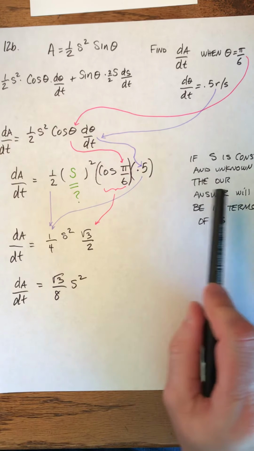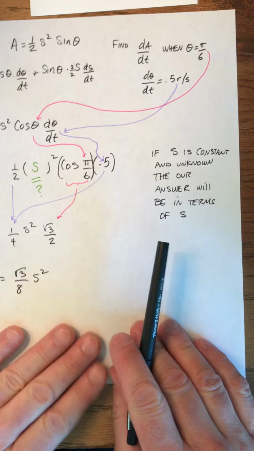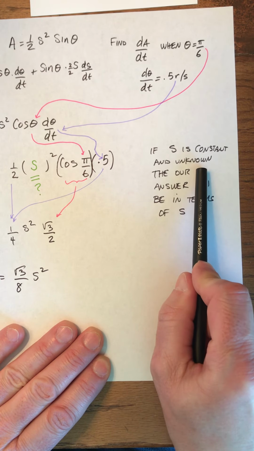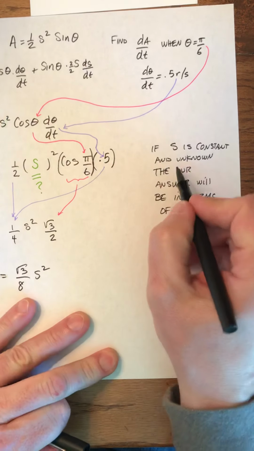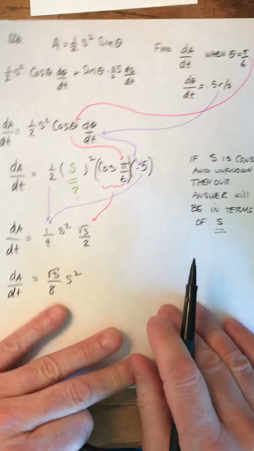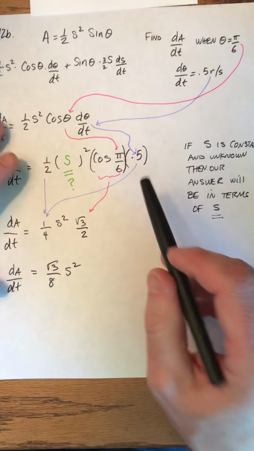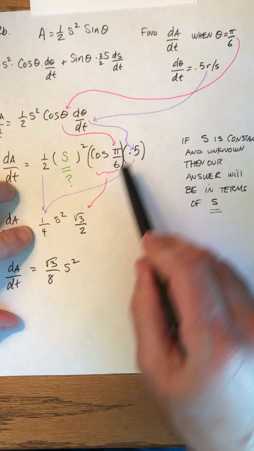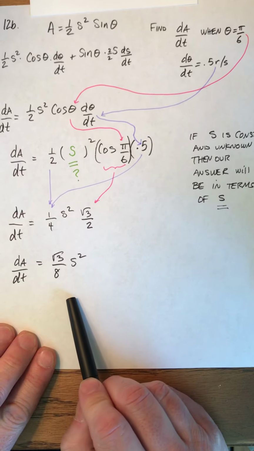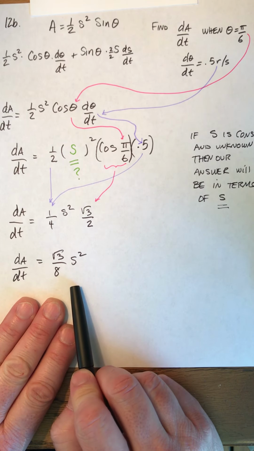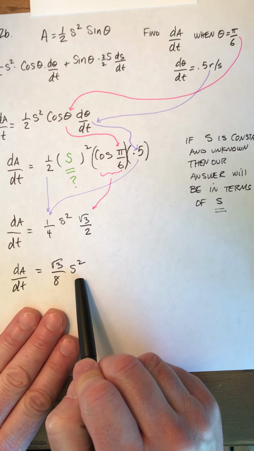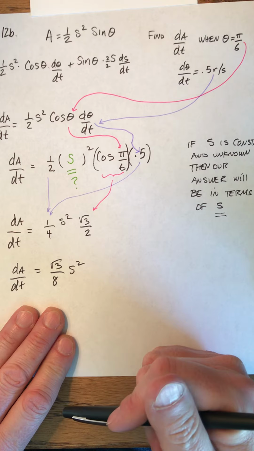S is a constant, so if S is constant and it's unknown, then our answer will be in terms of S. So we're going to have an S in our final answer. So the 0.5 is a quarter. Cosine of pi over 6 is square root of 3 over 2. So our answer is just going to be this. So as this angle changes, the area changes differently depending on how big that side is, which makes sense. The bigger the side, the area is going to change differently.